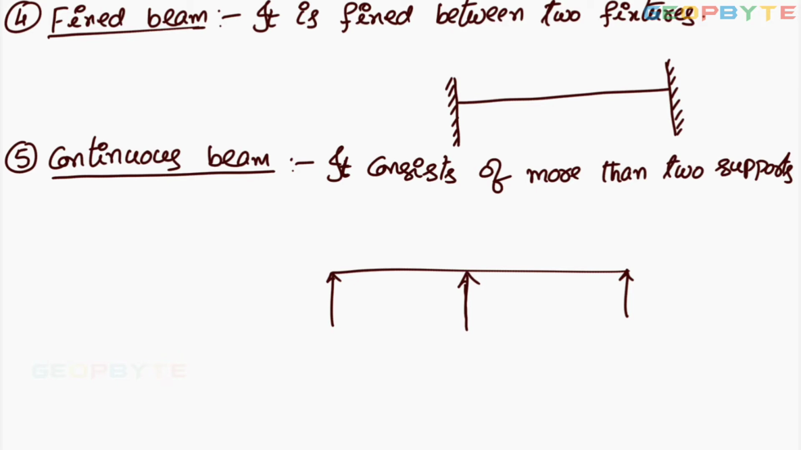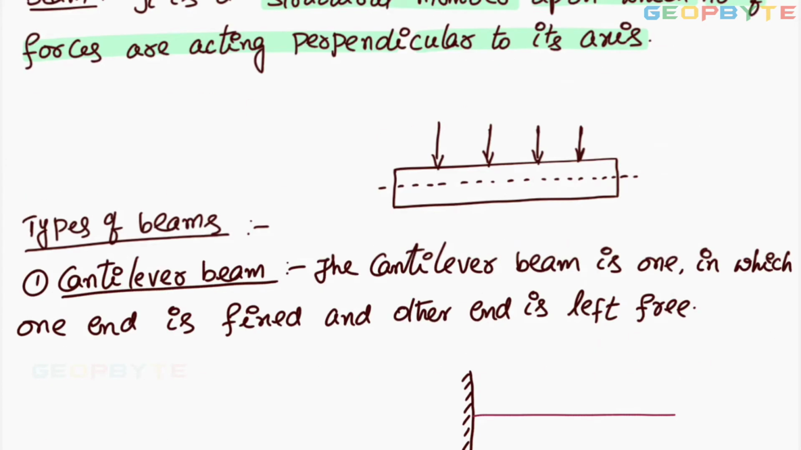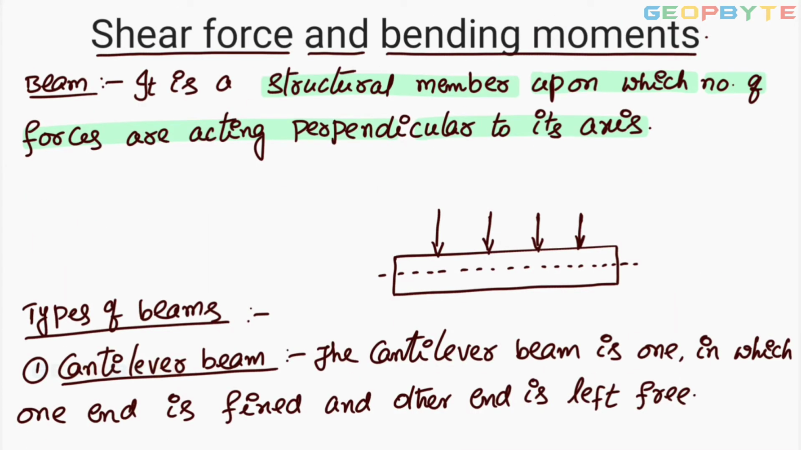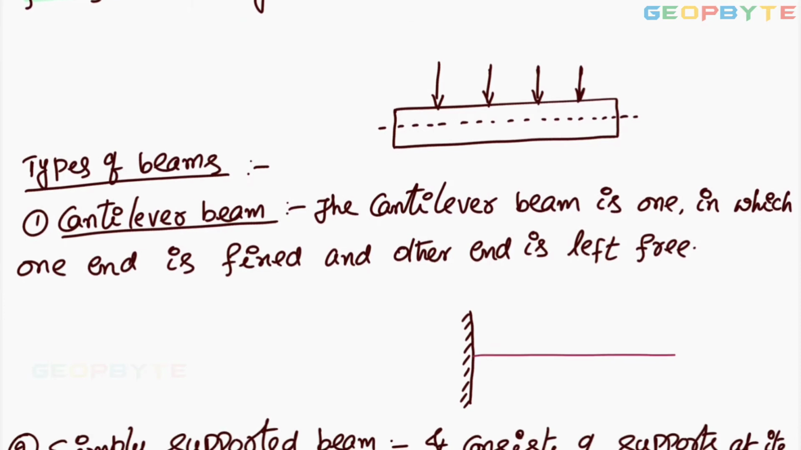Once again, a beam is a structural member upon which a number of forces are acting perpendicular to its axis. Now come to the types of beams. The very first one, cantilever beam. The cantilever beam is one in which one end is fixed and the other end is left free.